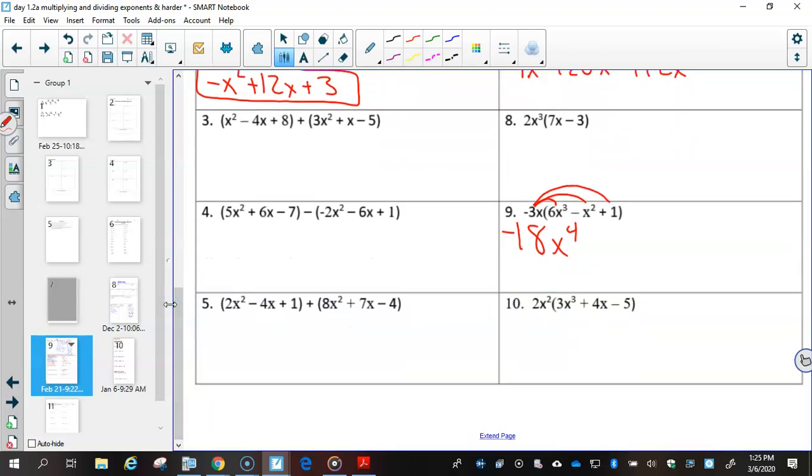Negative 3x times negative x squared. 3x to the 3rd power. Positive 3x to the third power. And the last one? It's to the first power because this one doesn't have an x. Can you combine any of those? No. So that's your final answer.